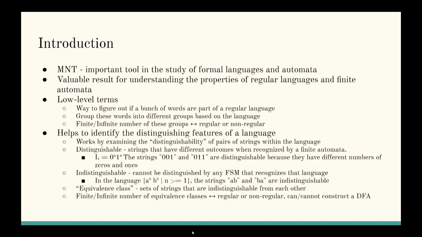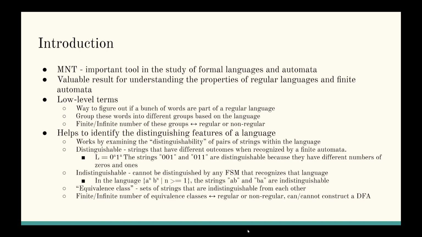This is the slide for the introduction to the Myhill-Nerode theorem, which is an important tool in the study of formal languages and automata. It provides a valuable result for understanding the properties of regular languages and finite automata. At a low level, MNT is a way to figure out if a group of words are part of a regular language. It does this by grouping these words into different equivalence classes based on the language. If there are a finite number of these groups, then the language is regular. If there are an infinite number of these groups, then the language is non-regular.